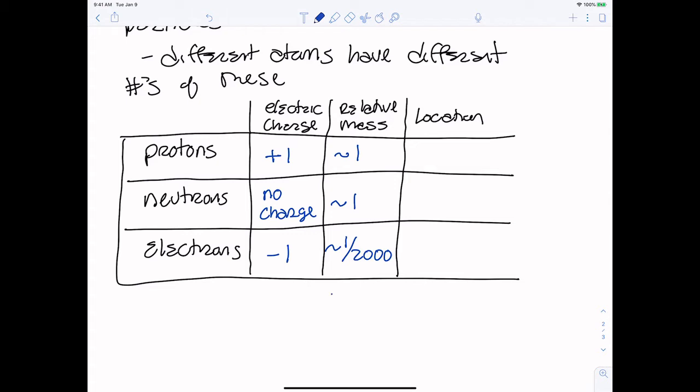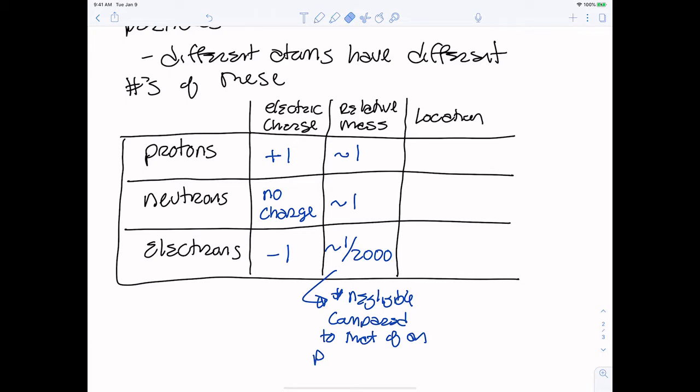We could say that it's negligible compared to that of a proton or a neutron. Again, has mass, but oftentimes we just ignore it completely.